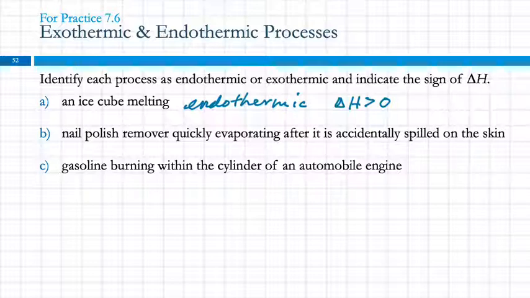So this question does mention nail polish remover and skin, but what seems to be the main subject of this sentence? It's the nail polish remover, right? So I would interpret this as the nail polish remover being the system. So the nail polish remover quickly evaporating, for the nail polish remover, that's going to be endothermic. And if it's endothermic, then delta H is greater than 0.